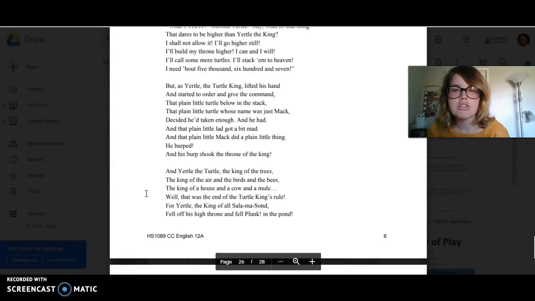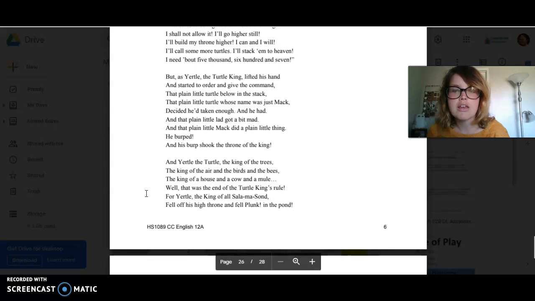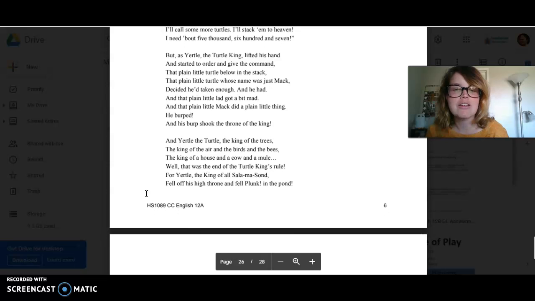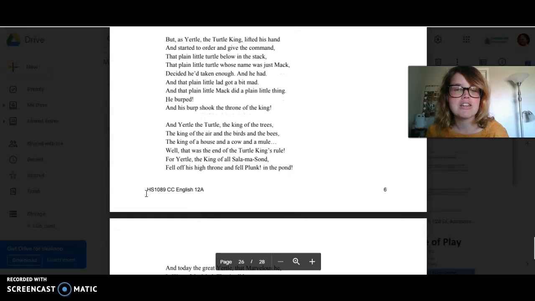But as Yertle the Turtle King lifted his hand and started to order and give the command, that plain little turtle below in the stack, that plain little turtle whose name was just Mac, decided he'd taken enough, and he had, and the plain little turtle lad got a bit mad. And that plain little Mac did a plain little thing. He burped, and his burp shook the throne of the king. And Yertle the turtle, the king of the trees, the king of the air, the birds and the bees, the king of the house, a cow and a mule, well, that was the end of the Turtle King's rule.